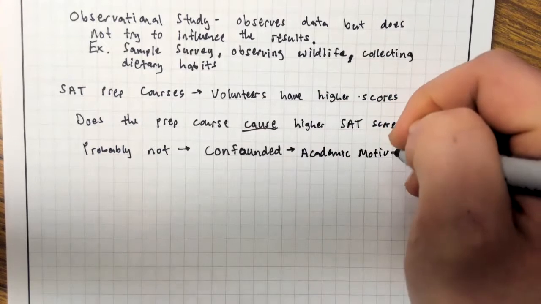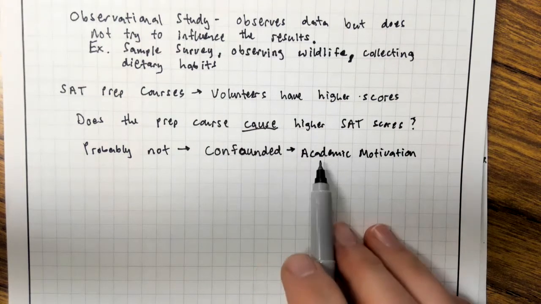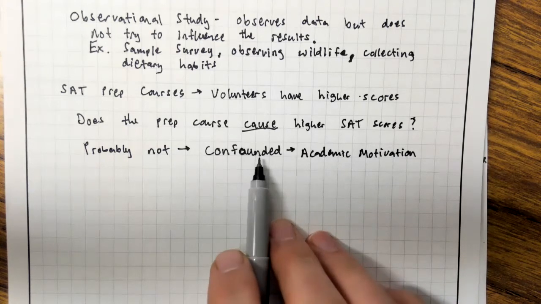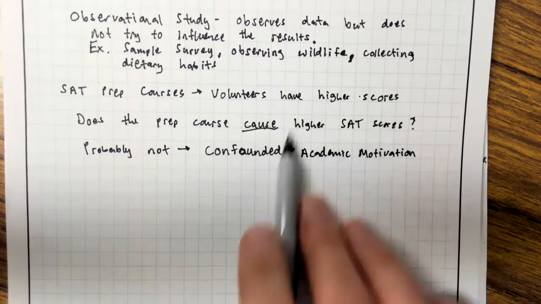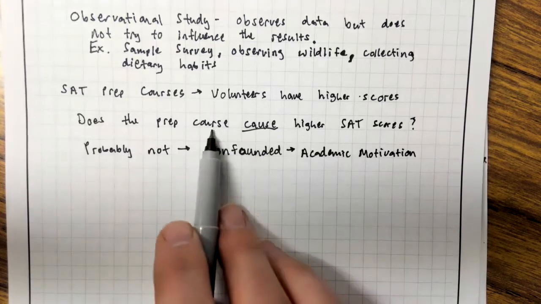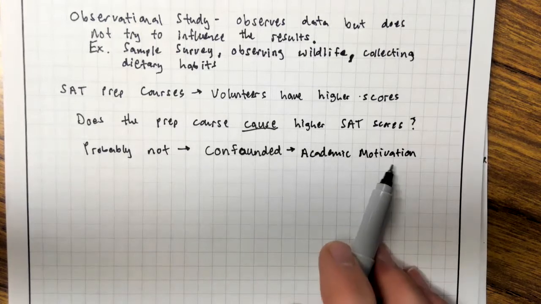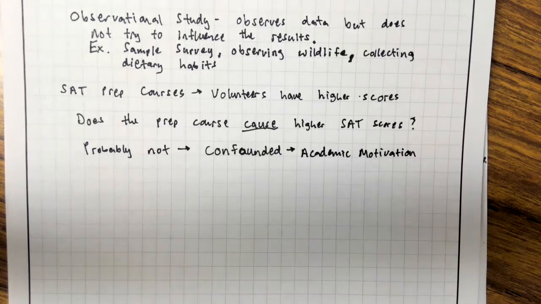Maybe GPA would be a better predictor. Course load, what kind of classes are these students taking? Are they taking pre-calculus and calculus, or are they going more the applied math route? That could be another explanation of this response variable. So again, when two variables are confounded, there's probably another variable that can explain the response variable.